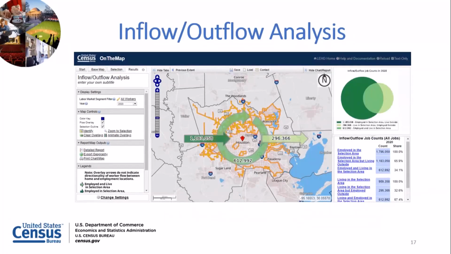So here we're looking at the inflow-outflow of Houston, and we can see that 1,183,058 people travel into Houston to work. 992 live and work within Houston. And then 296,366 people travel out of Houston to work. So if you've heard, Houston has like 5 lanes of highway, so it's huge. And so this is what they're dealing with. They're dealing with so much traffic.